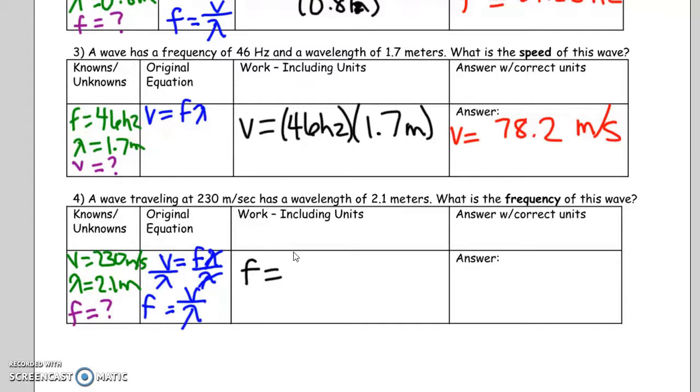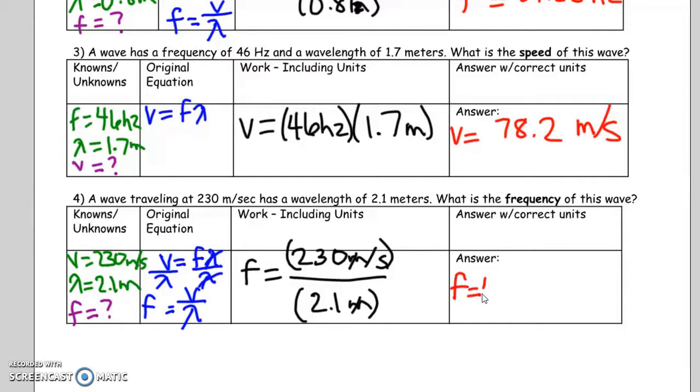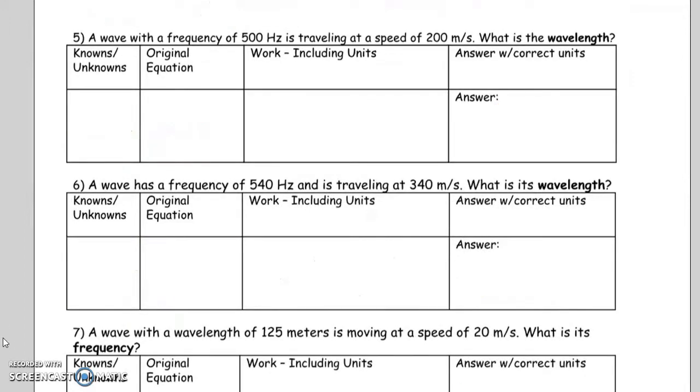f equals 230 meters per second divided by 2.1 meters. Again, you can see my meters are going to cancel out. And I will get frequency equals 109.5 hertz. So you can see these problems are all pretty much the same.